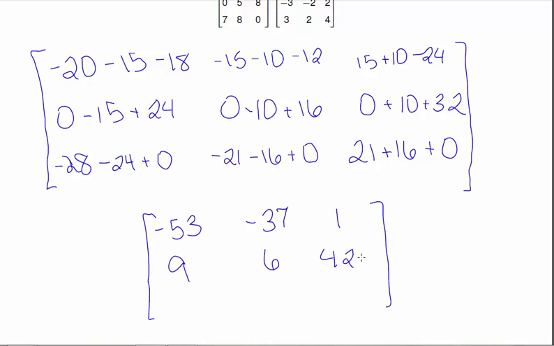Negative 28 minus 24 is minus 52. Negative 21 minus 16 is negative 37. 21 plus 16 is 37. So it's very important to note that even though I used the same matrices, my product was different this time. And this comes from the fact that I switched the order on them.